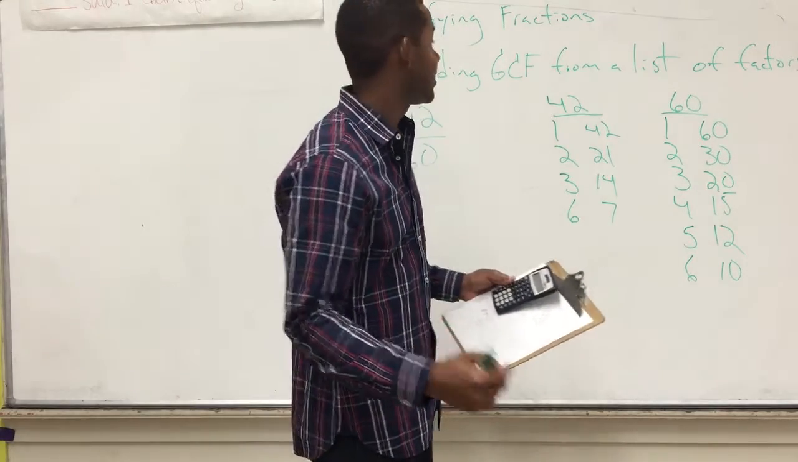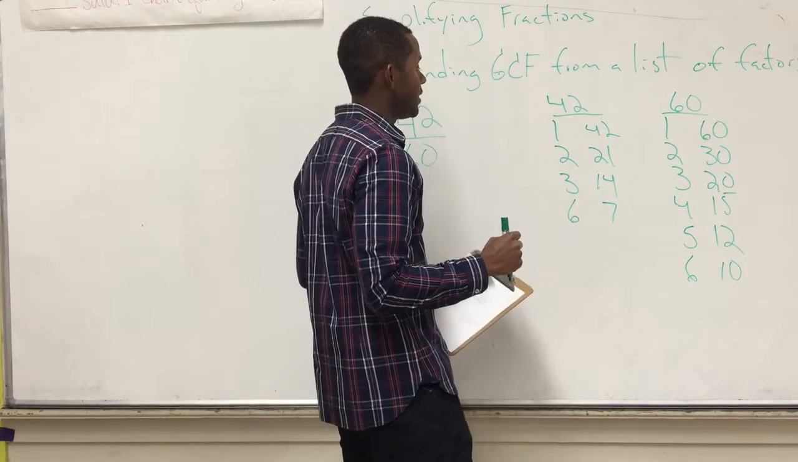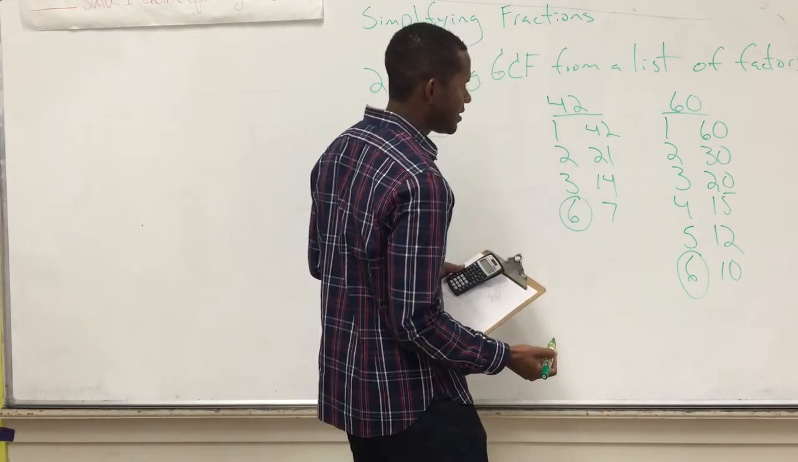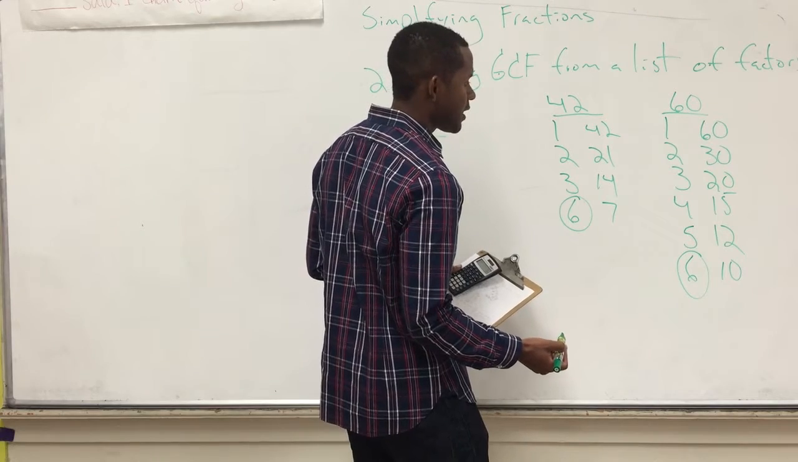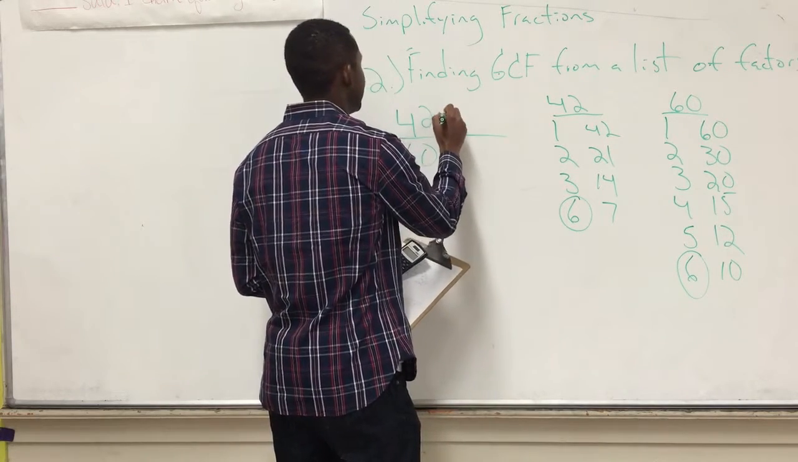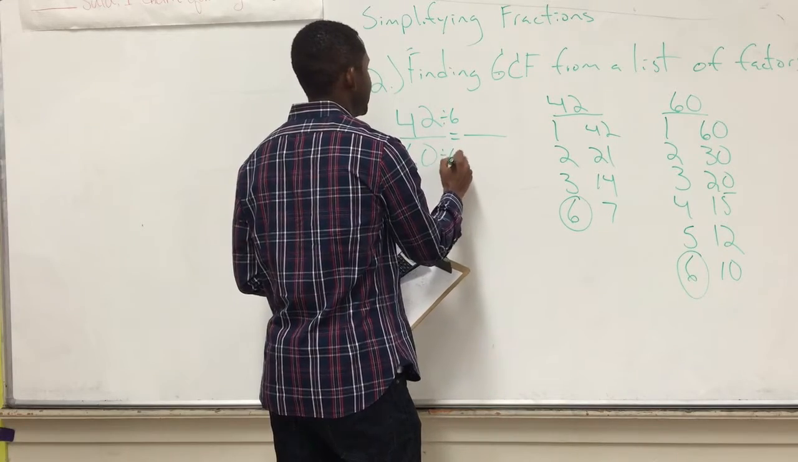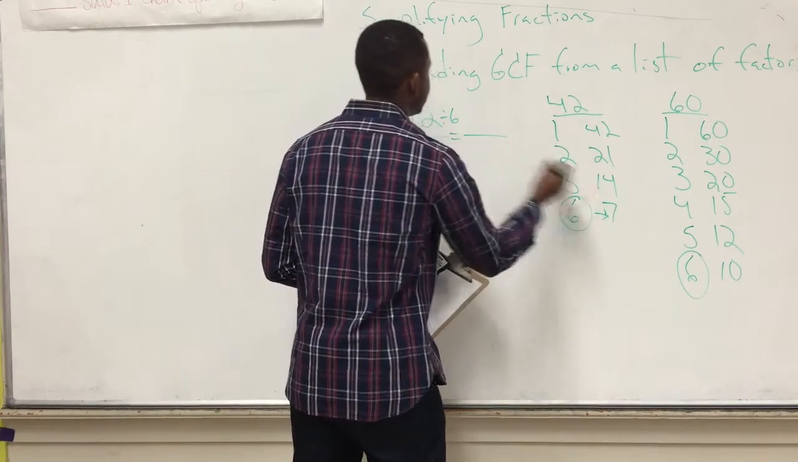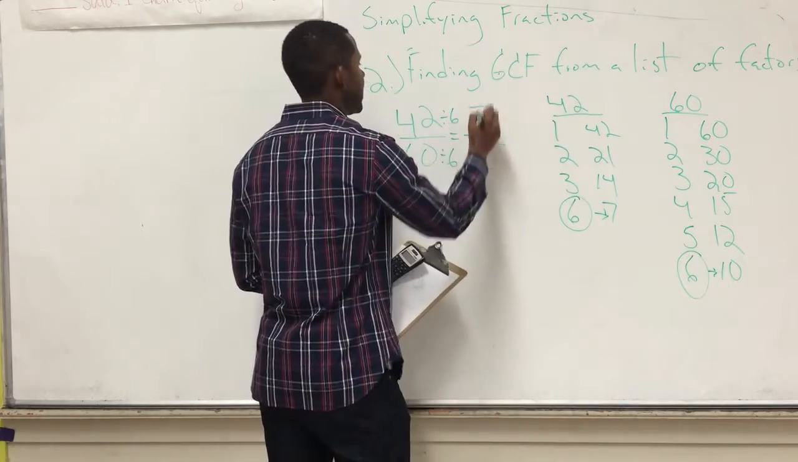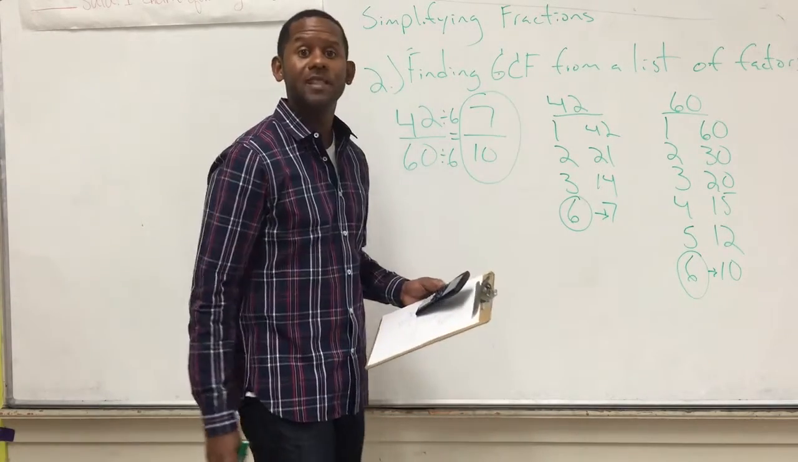Let me find the biggest number that is in both of these lists. Let's see a 6. Let's see a 6. Anything bigger than 6 that you see in common? I don't think so. So I go ahead and I take 42 and divide it by 6, and 60 divided by 6. 42 divided by 6 is 7. 60 divided by 6 is 10. There's my simplified fraction.